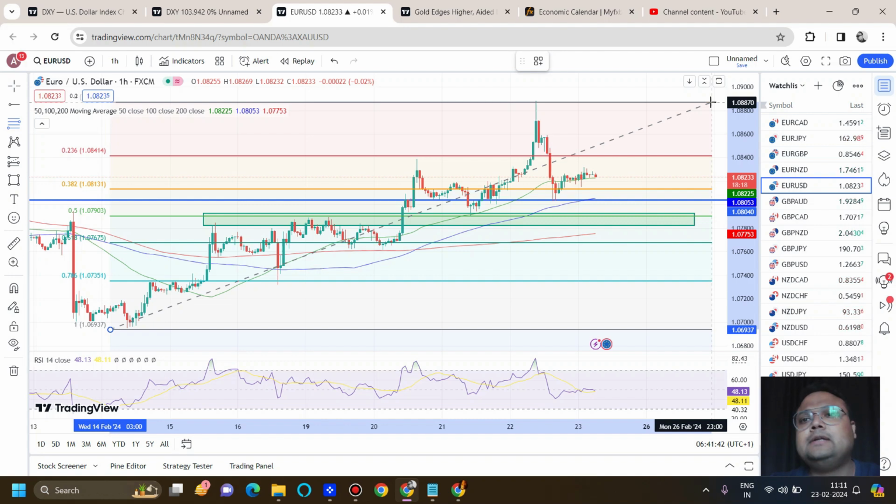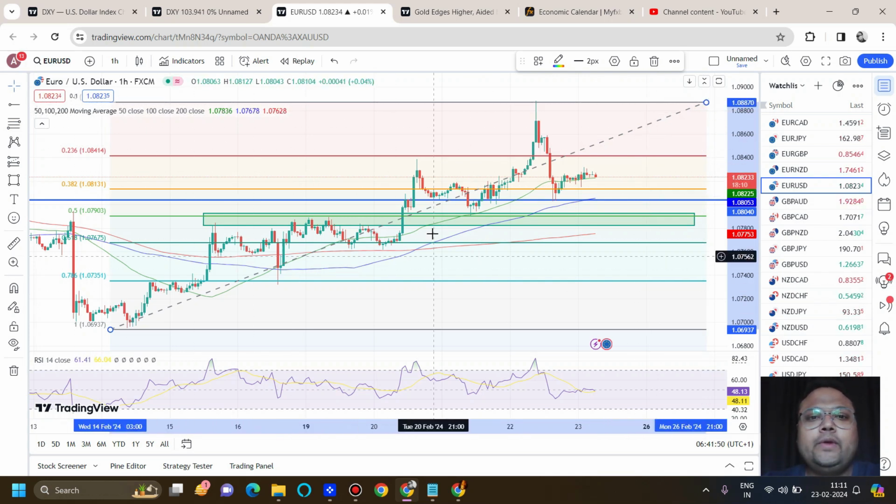And as we saw, the dollar index is not very strong. So yes, it is very much possible. Now, why are we considering 1.0780 to 1.0790? You can see here we have the Fibonacci 50% retracement level around this area.